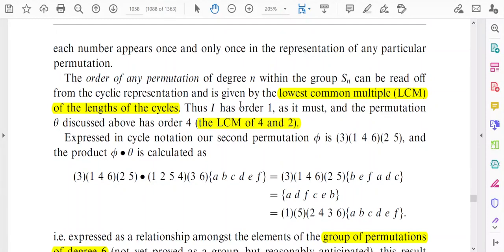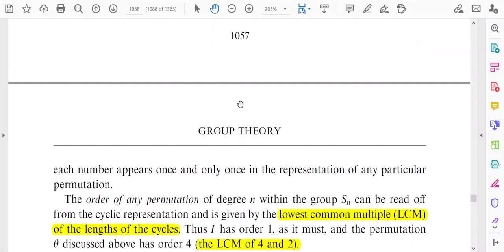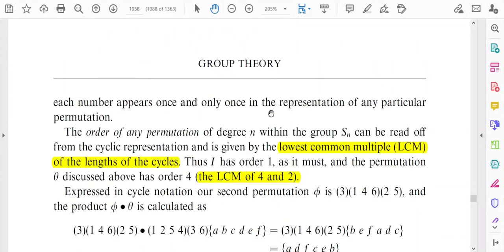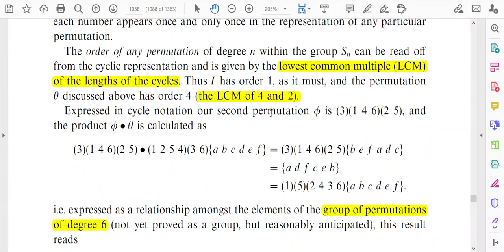Now if we carefully understood the operation of theta and how we have represented theta in cyclic notation, that is, we have represented theta in this fashion, that is (1 2 5 4)(3 6). In a similar manner we can also show that phi can be expressed as (3), that is the unaltered object, then (1 4 6), that is the cycle representation, and then (2 5). (2 5) means it is a transposition. So in a similar manner phi can be represented in this notation.